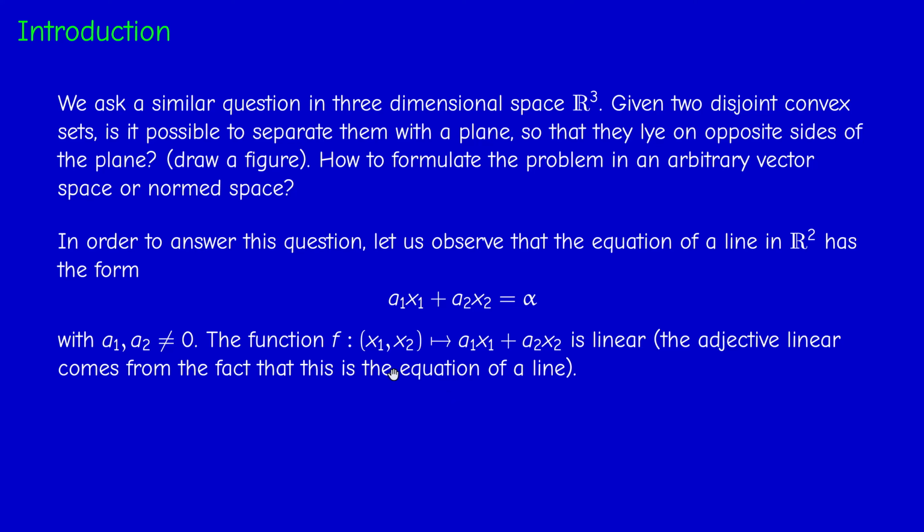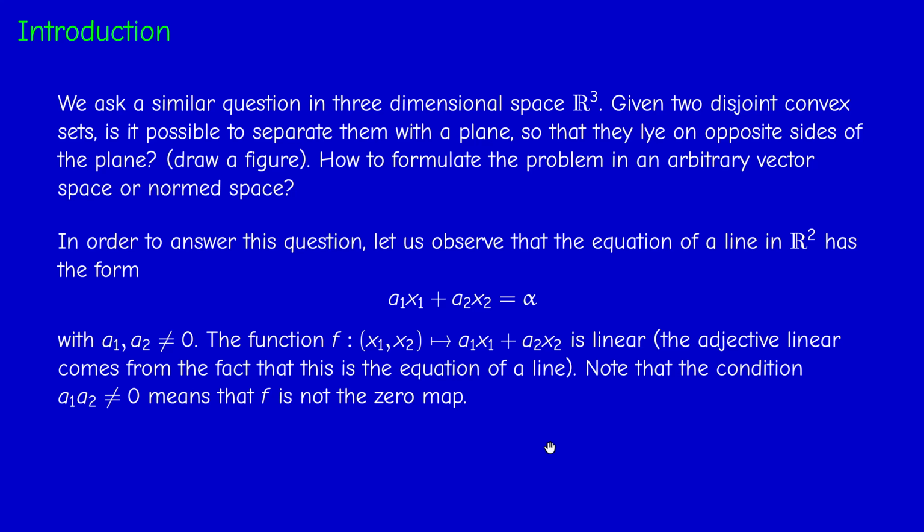And by the way, the adjective linear comes precisely from this analogy. Why do we call it linear? Because it resembles the equation of a line. So this is the condition (a1, a2) is not 0, so this function actually is not trivial. It's not the 0 map.